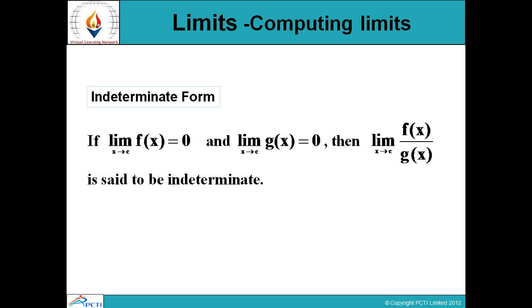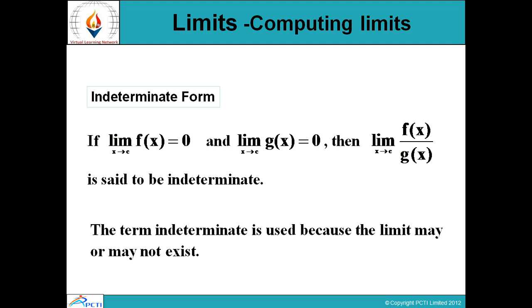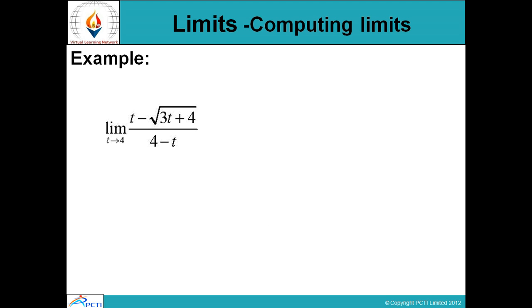Indeterminate form: if limit x tends to c of f(x) equals 0 and limit x tends to c of g(x) equals 0, then limit x tends to c of f(x) upon g(x) is said to be an indeterminate form. The term indeterminate is used because the limit may or may not exist.